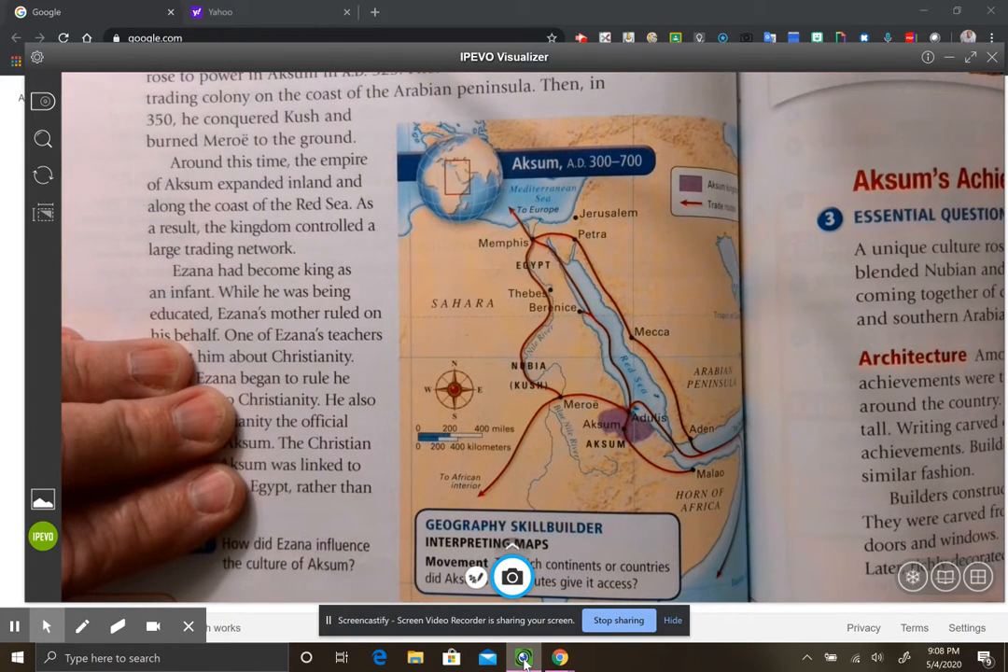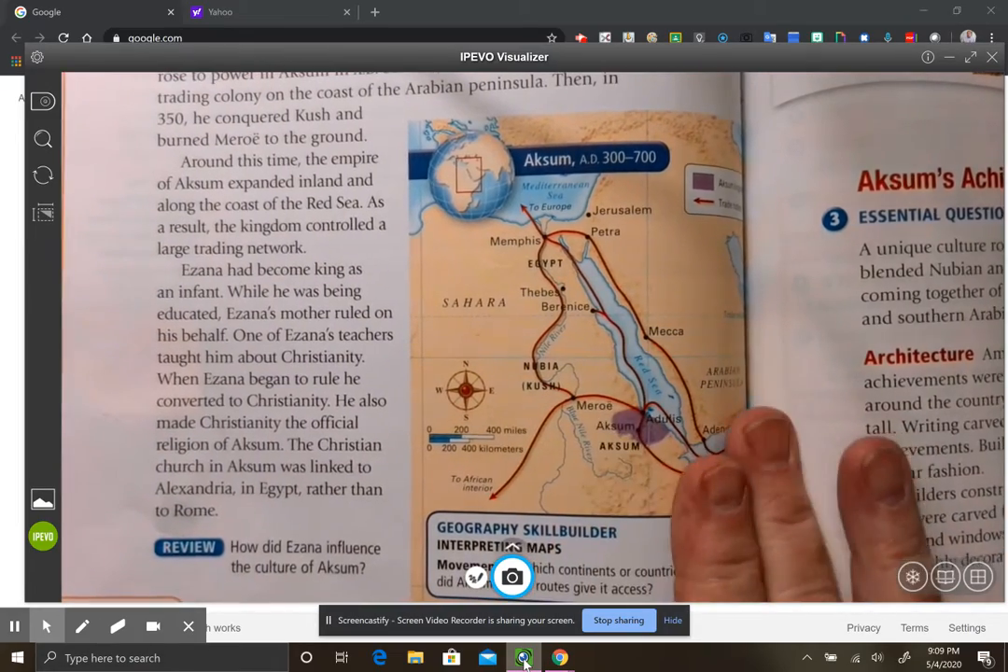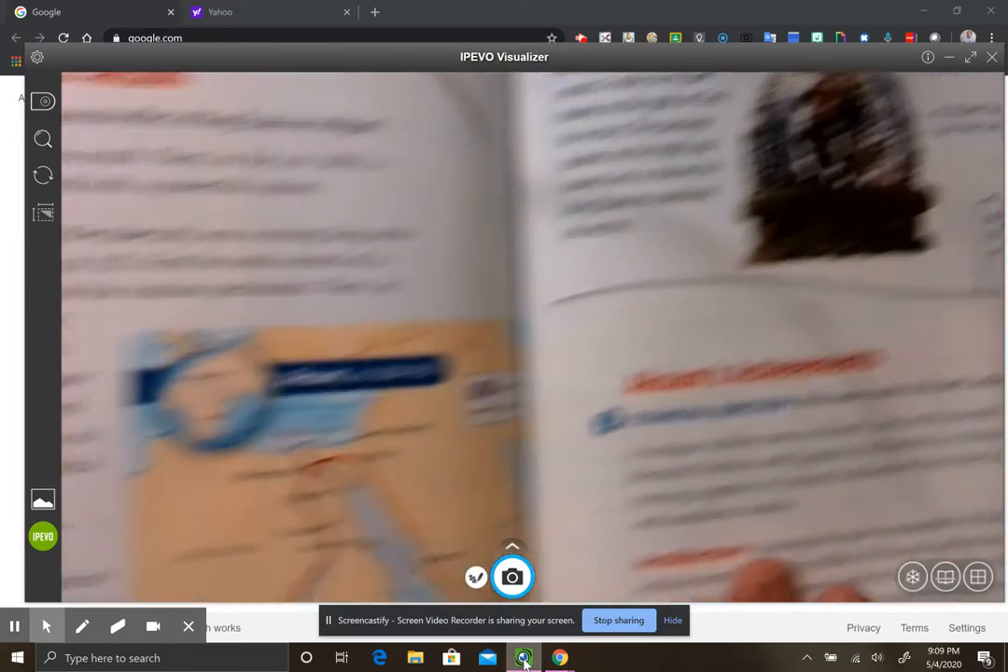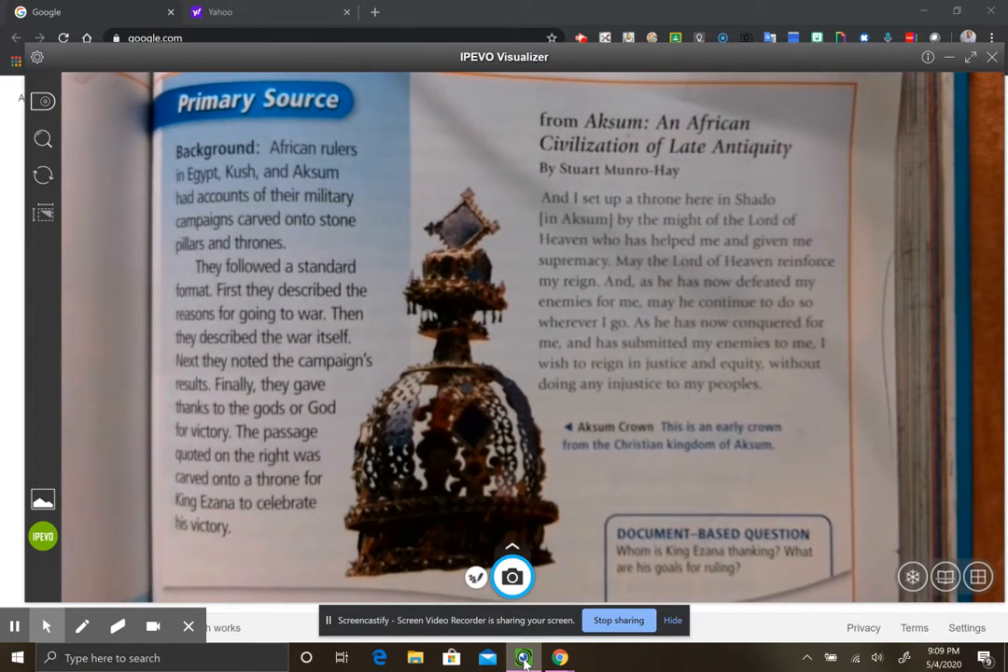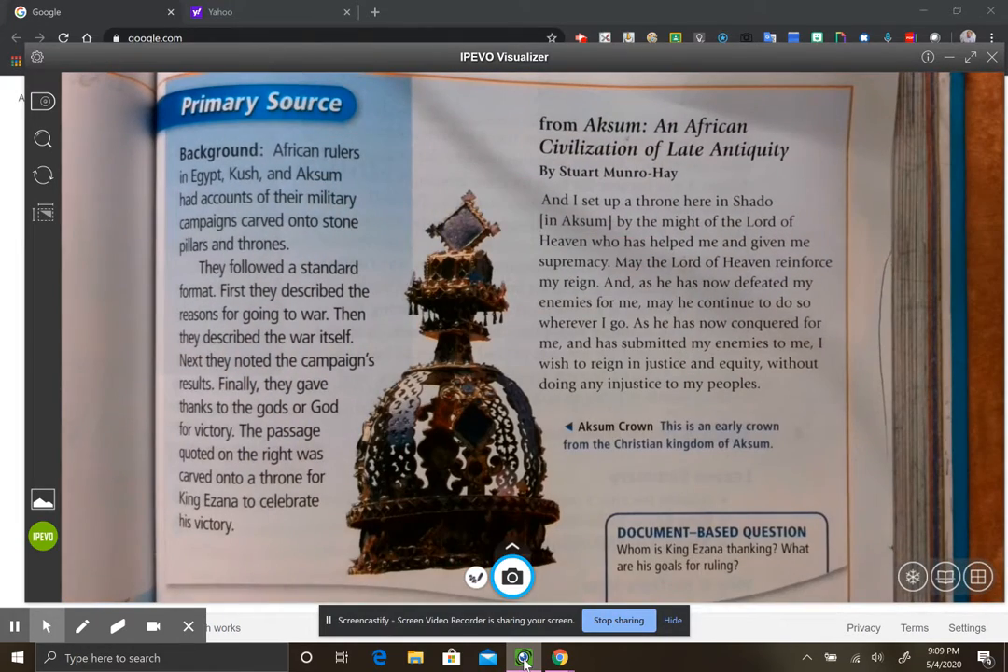Before we get back into the chapter reading, I want to look at a primary source. I want to remind you what a primary source is. Now and then in our history book, we're going to have these primary source lessons. A primary source is something that was written or a picture that was taken at the real time, at the real event, by someone who really participated in it.